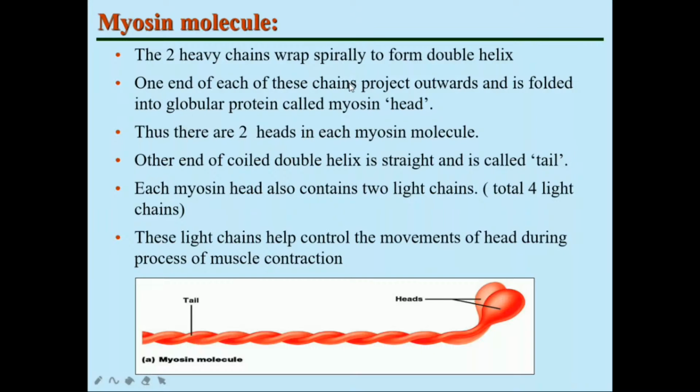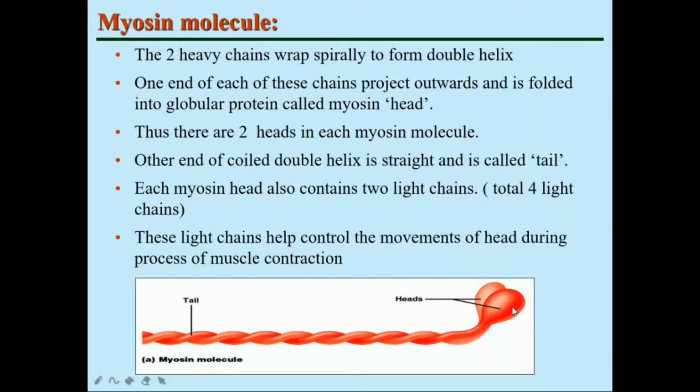One end of each of these heavy chains projects outwards and is folded into a globular protein called the myosin head. So you can see here, this is the other end of the heavy chain, and this is the first end of the heavy chain.